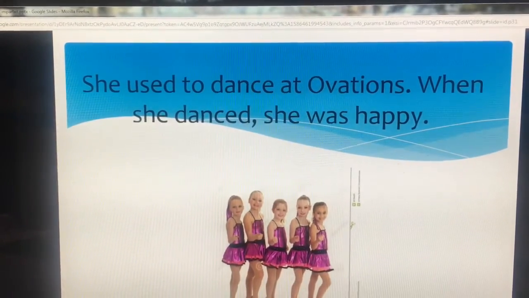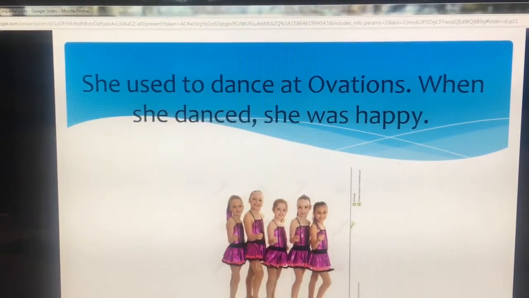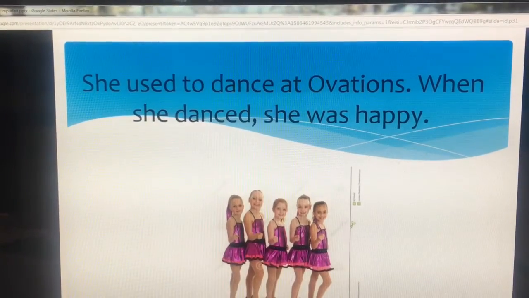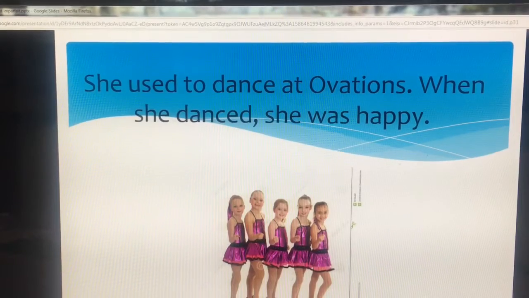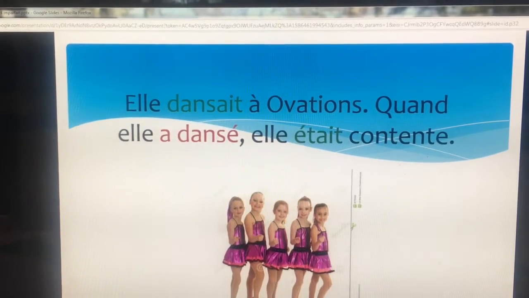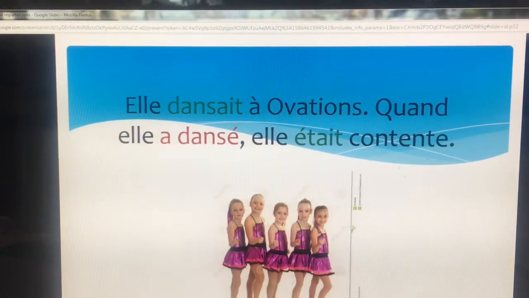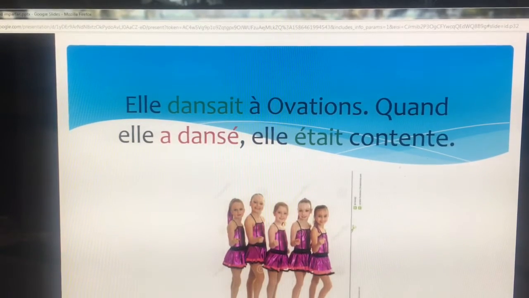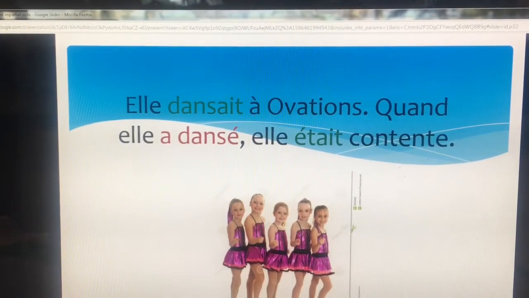She used to dance at Ovations. When she danced, she was happy. Used to is going to be imparfait. She danced is passé composé. And description, elle était contente. So elle dansait à Ovations. Quand elle a dansé, elle était contente.